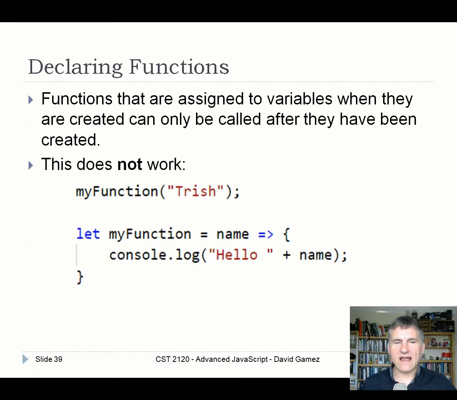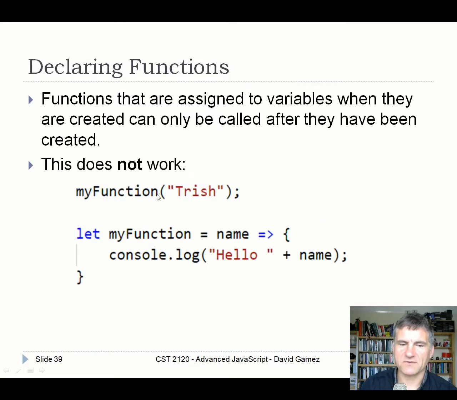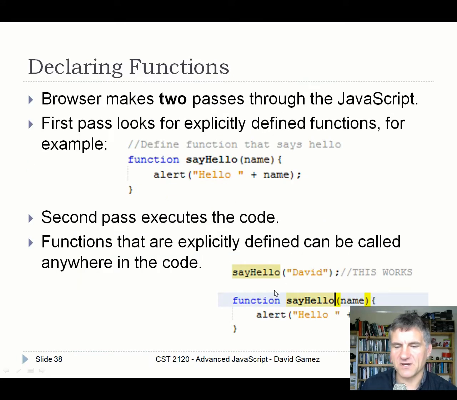But functions that are assigned to variables when they're created can only be called after they've been created. JavaScript doesn't execute all the code twice, right? It only does it once, but it does do a pass through to identify functions. But it's not executing code, so it's not going to execute this assignment, which is creating this anonymous function. So if I call my function before this bit of code's been executed, it's not going to work, yeah? If you're using anonymous functions and storing them in variables like this, you need to call them after they've been created, after the variable's been assigned. So this will work, this will not work, yeah? But it will work if you're actually using the function keyword, as explained here.